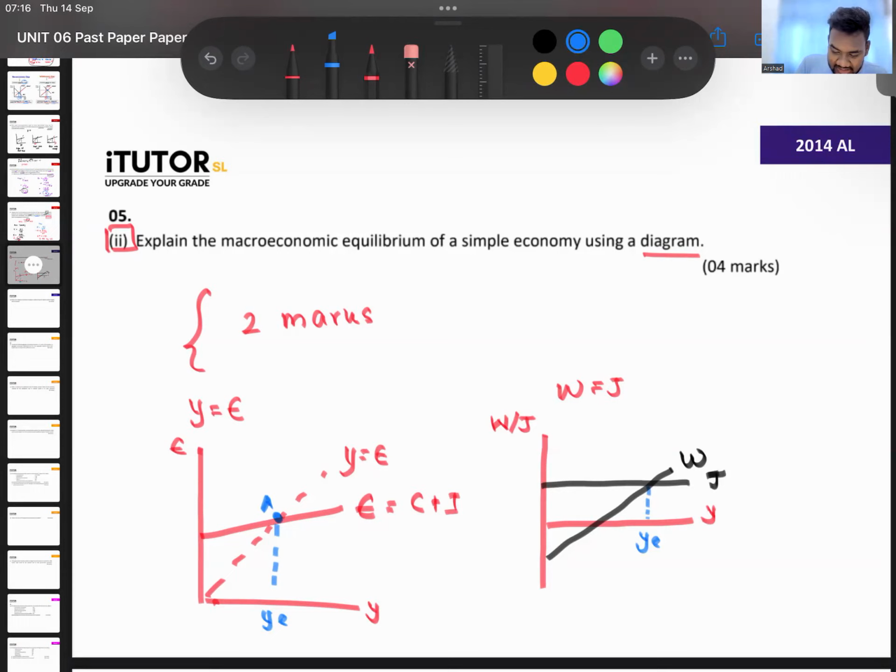It's a very easy question. So please practice writing answers. Is that okay, guys? Fine. Can you explain macroeconomic equilibrium with a diagram?